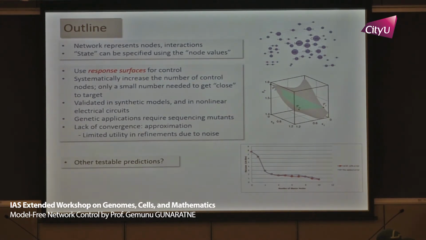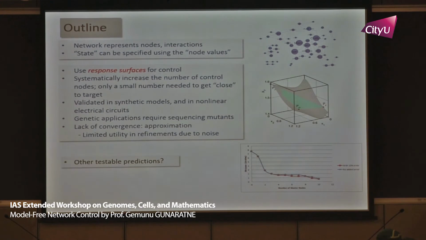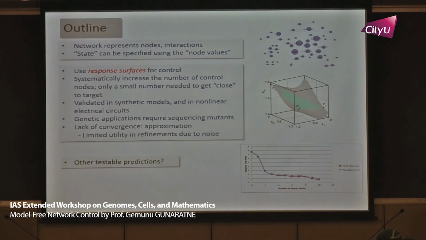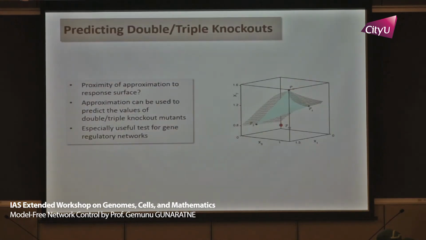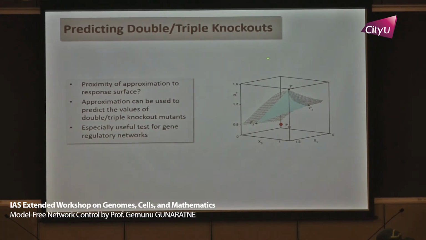We haven't done these experiments yet. So the question is, are there other predictions that can be tested? These approximations, looking at the response surface and approximating it with a linear approximation, how good is it? Are there other testable predictions? It turns out there's a very simple one.